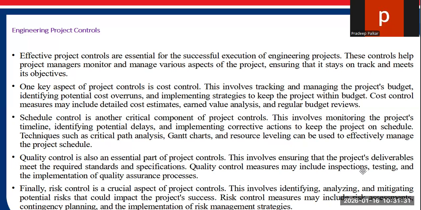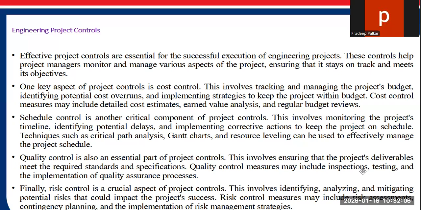Now, the main meaning of engineering project control: it is a system of tools and processes used to plan, monitor, and control engineering projects to ensure they are completed within the time, cost, and quality limits. That is the objective of engineering project control.